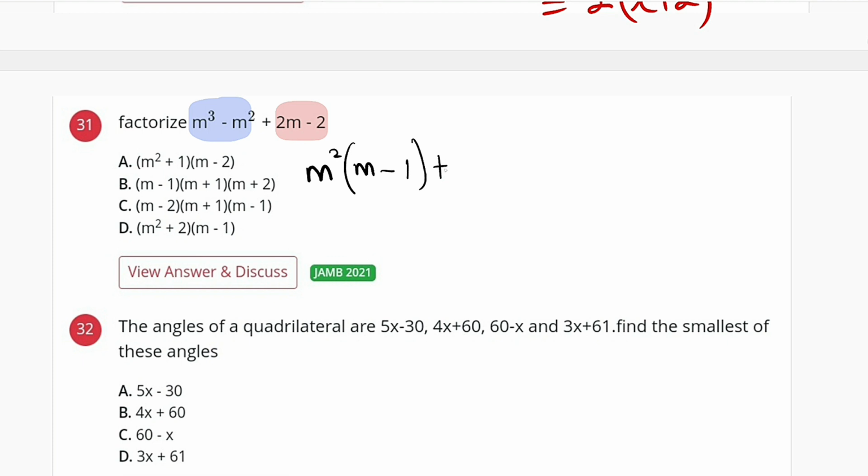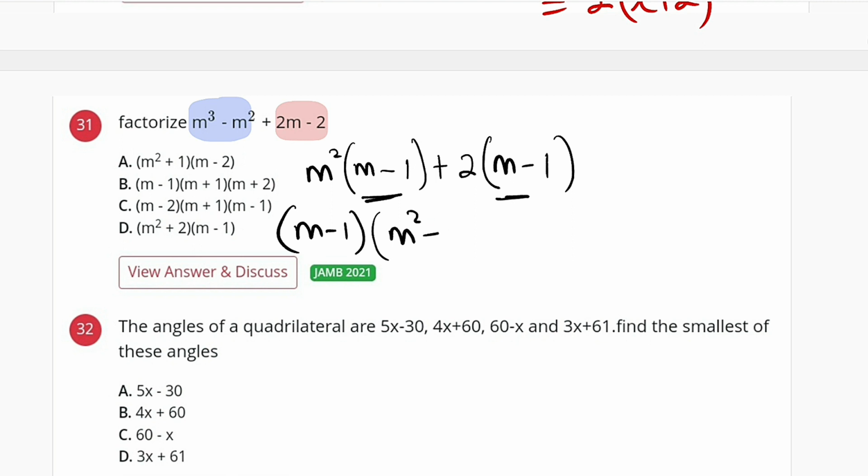Among 2m and 2, we have 2 in common, so we bring 2 out. Inside, we have 2m divided by 2 is m, minus 2 divided by 2 is 1. In the bracket, we have common terms, so we have m minus 1 outside. From the first term, we have only m squared. From the second term, we have only 2. The right option is option D.